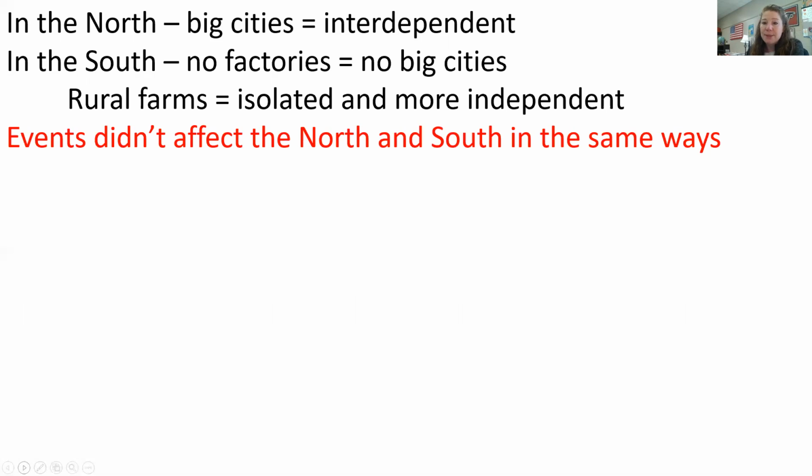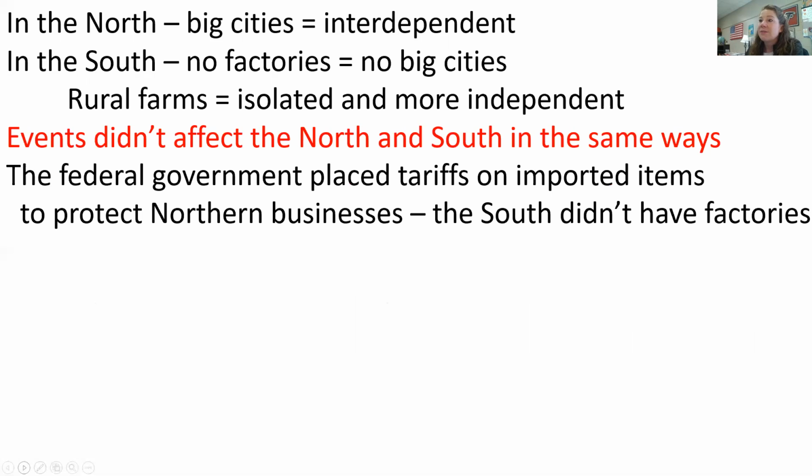So when events happened, they didn't affect the North and the South in the same way. The federal government decided they were going to place tariffs, or taxes, on imported items. So when we imported something, they were going to tax those items in order to protect northern businesses. Well, guess what? The South didn't have factories. So that extra tariff, that extra piece of profit, didn't have any effect on the South at all. We didn't have many things to import, and so we didn't have any benefit from this.